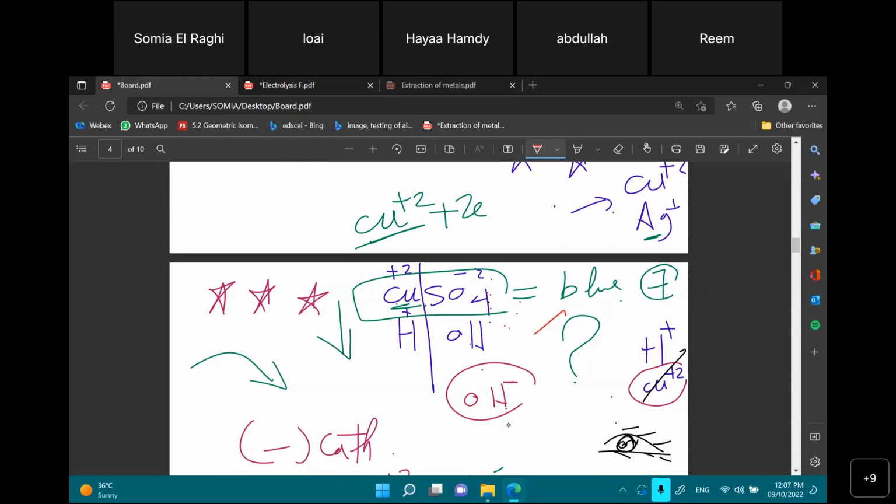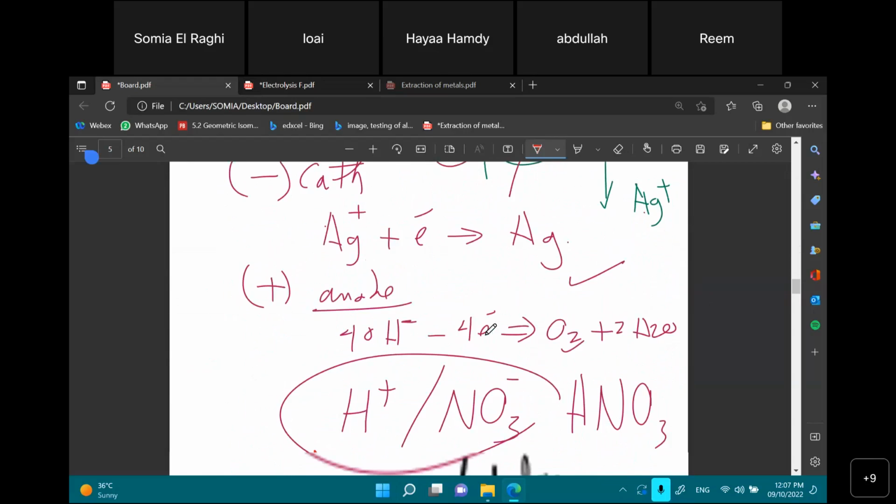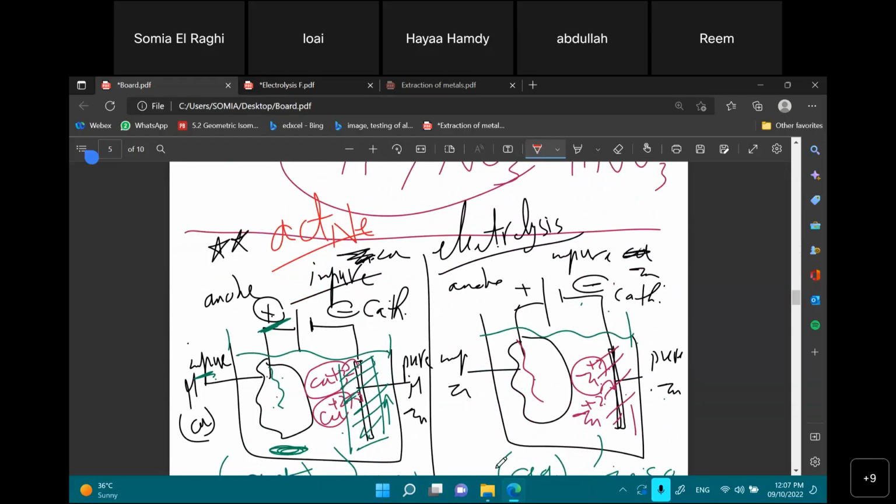Copper sulfate solution using graphite or platinum or titanium, which is inert electrode, we get 3 products. We get the copper metal, we get the oxygen gas, and we get sulfuric acid. All right? In the case of purification, that means we use active electrode. We only get a metal, pure metal. That is the only product formed here.